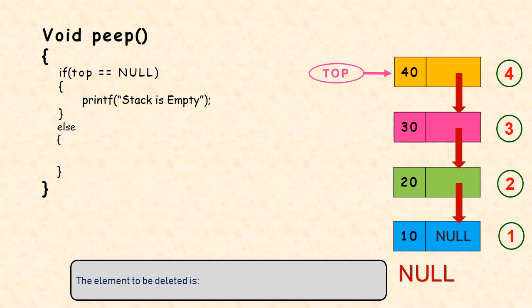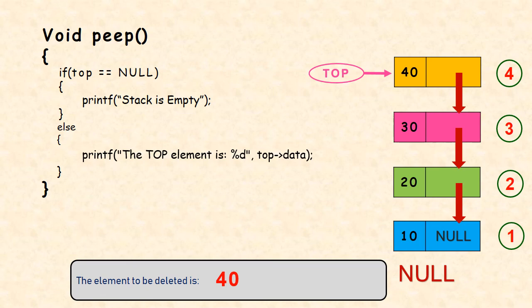Now let us see the peep function. Okay, what is the peep function? Displaying the topmost element, right? So here, forget about the if block. I am just discussing the else block here. See, I am going to display the topmost element by displaying top data. That's it. You need to do nothing. Just display top data using a printf statement, right? Now that value will be displayed below on the screen. You can see the display screen. 40 is displayed.